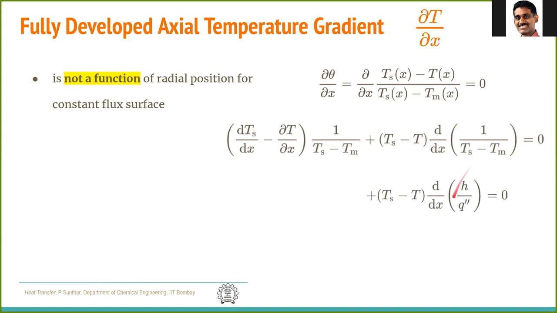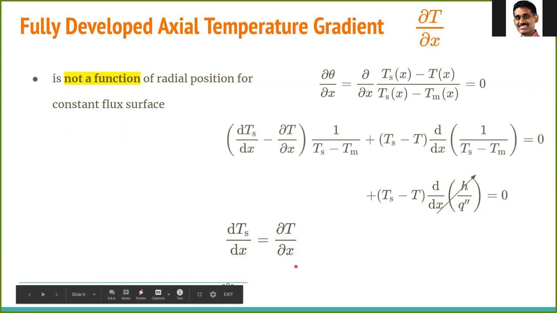Now, by the definition of heat transfer coefficient, 1 by Ts minus Tm can be written as h by q double prime. And we saw that in the fully developed region, h is constant. And by the boundary condition that on the surface, the heat flux is constant, q double prime is also constant by the boundary condition. And this is for all fully developed region. So therefore, this term is identically equal to zero. And what we are left with is simply that dTs by dx equal to partial T by partial x. So we'll keep this term here and let me erase this.